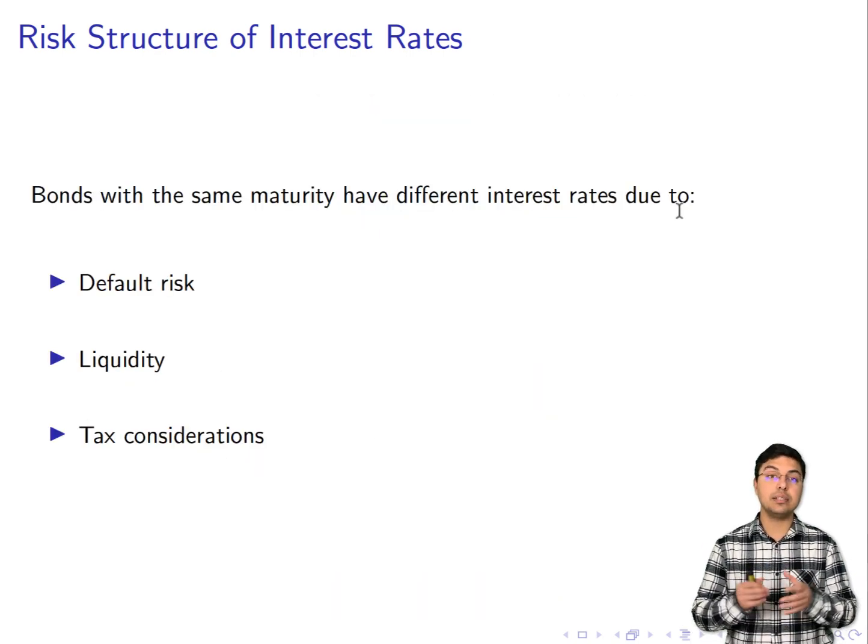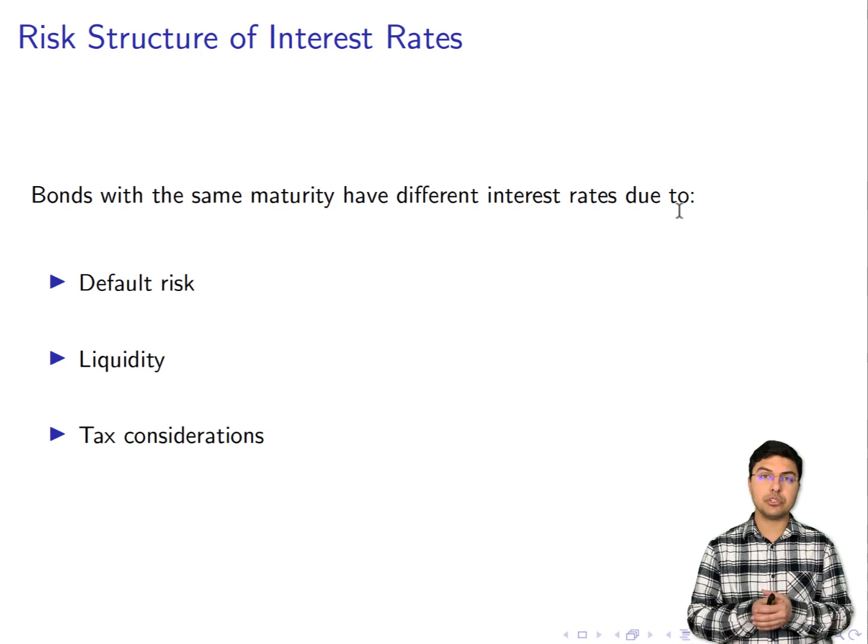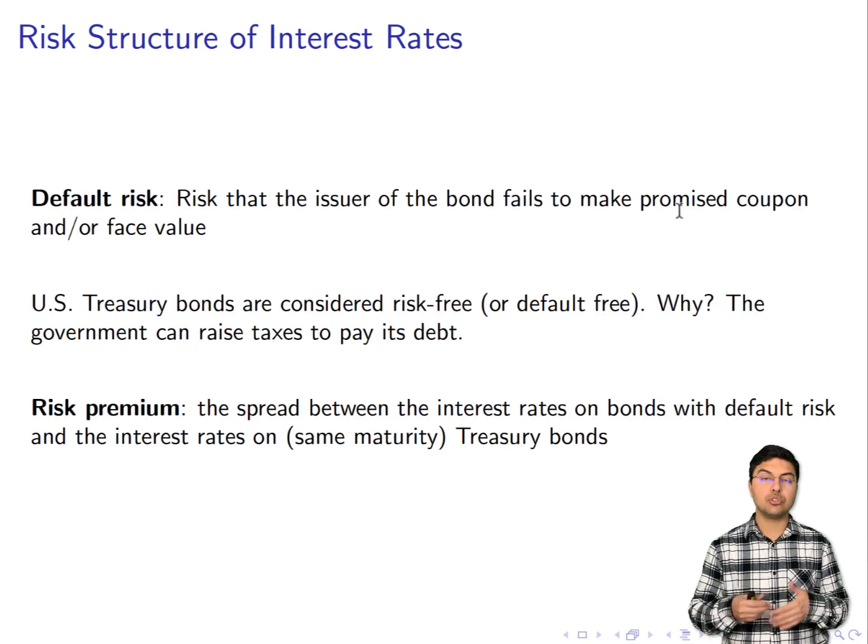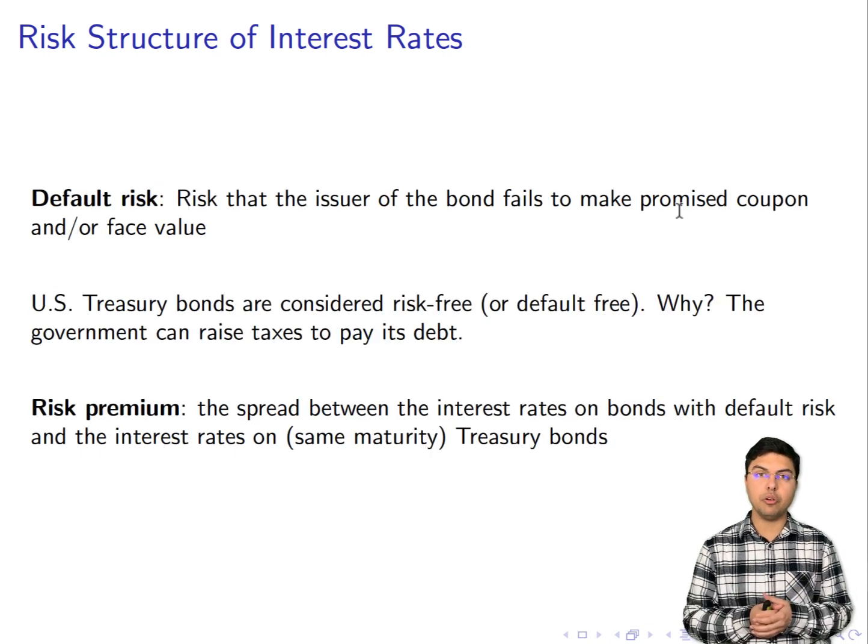Okay? And in summary, the answer to that question is that bonds with the same maturity can have different interest rates due to different default risk, liquidity, and tax consideration. Okay? So let us first understand what we mean by default risk and how that can lead to bonds with the same maturities having different interest rates.